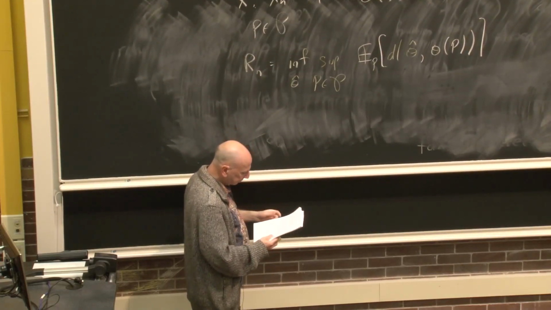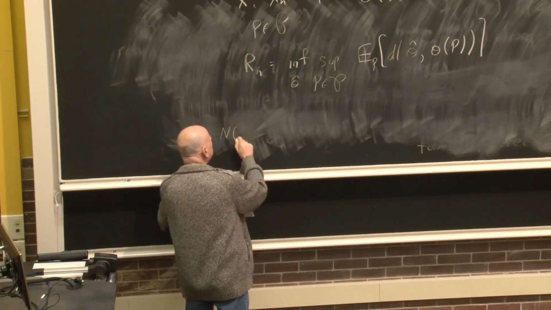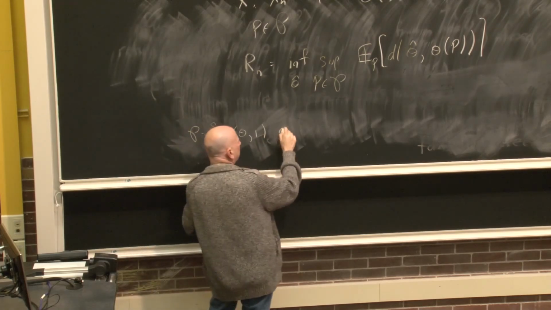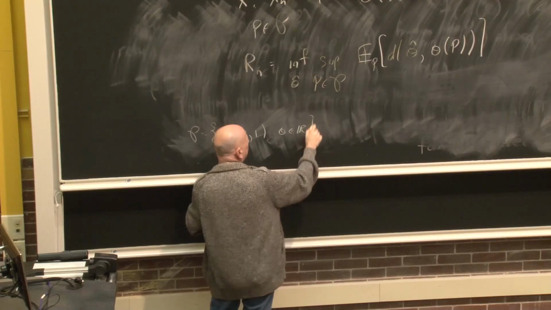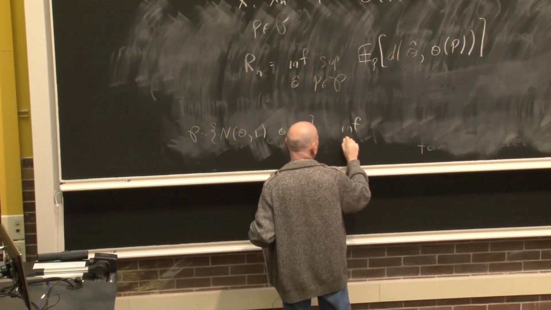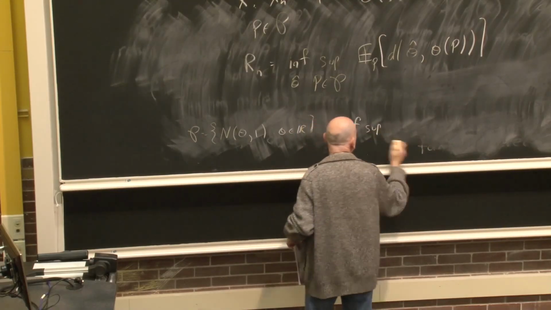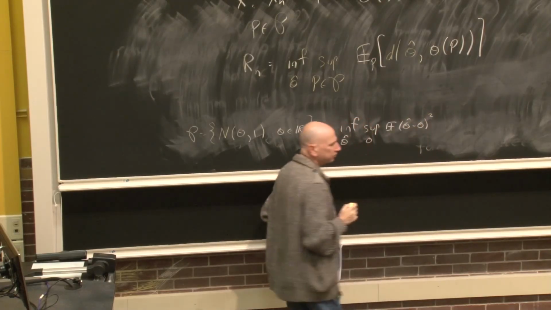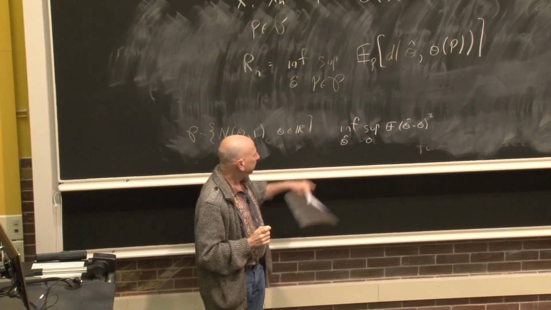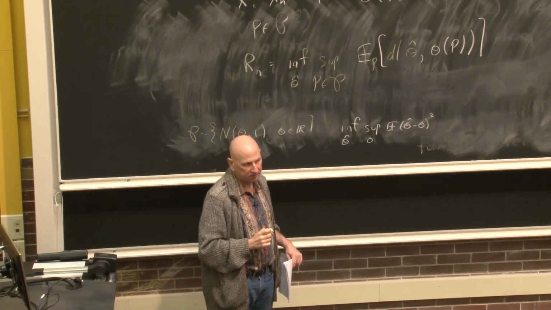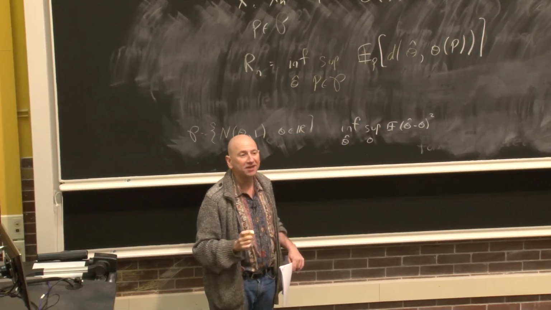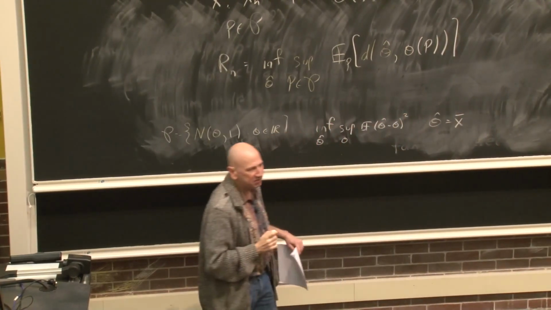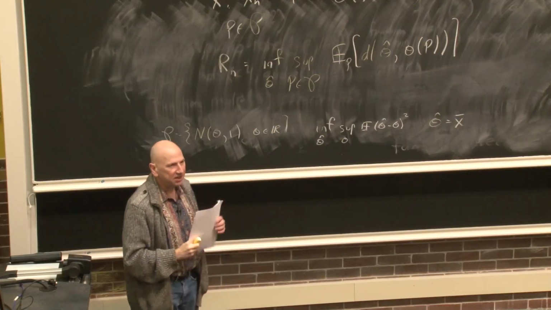So just so we have a simple example in mind, let's think of a parametric model, all the normals, and let's think of squared error loss. Then this would be the inf over all theta hat of the sup over all theta of the expected value. That's what we did in 705. And what is the minimax estimator in that case? Sample mean, thank you. In that case, we knew that we could compute the minimax estimator. It was just the mean. That was a simple problem.